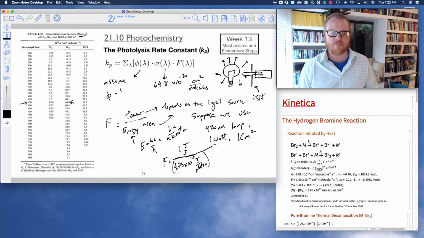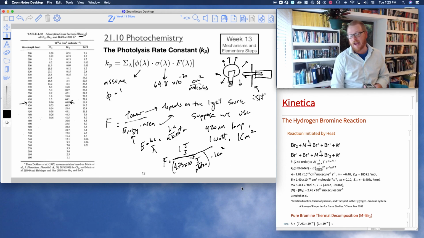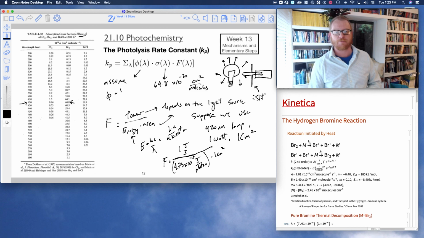Okay? And now, flux is power divided by energy times area. So now I assume that it was a 1 square centimeter lamp, right? So we'll just say 1 square centimeter. And when I do this calculation, basically all I have to do is flip that number because I've got 1 and 1, right? My flux becomes 2.11 times 10 to the 18.